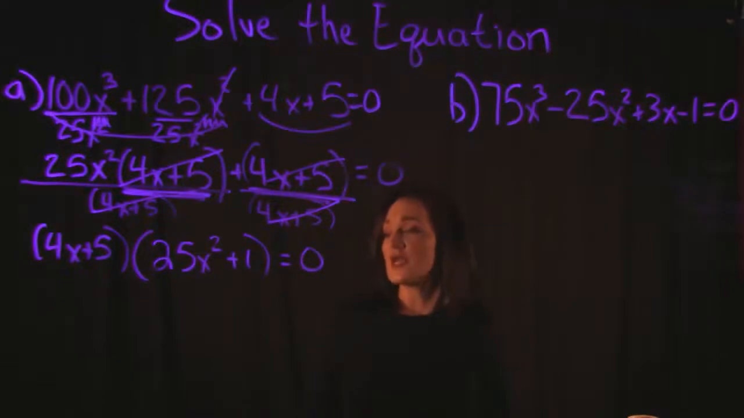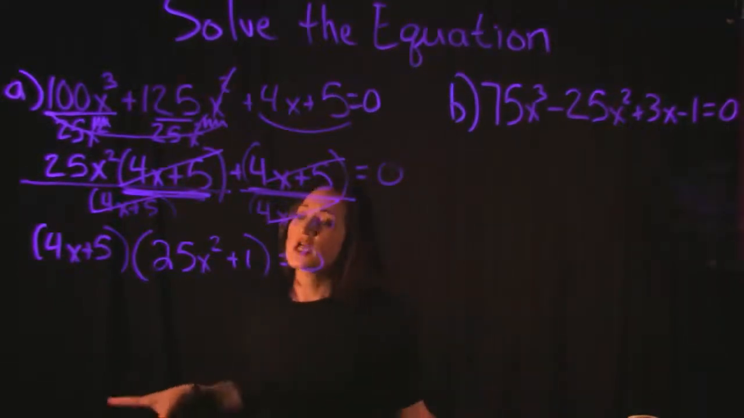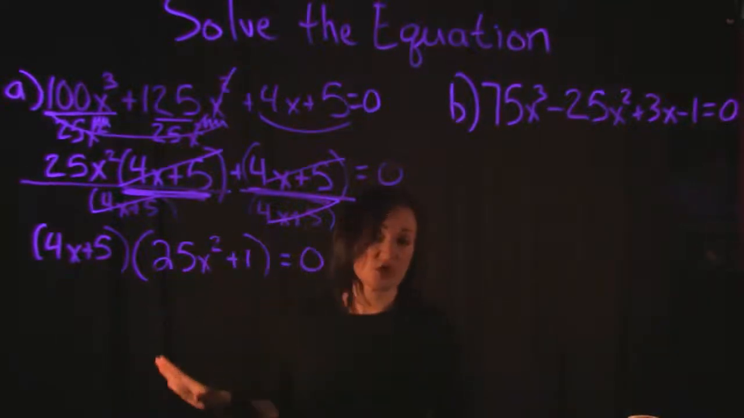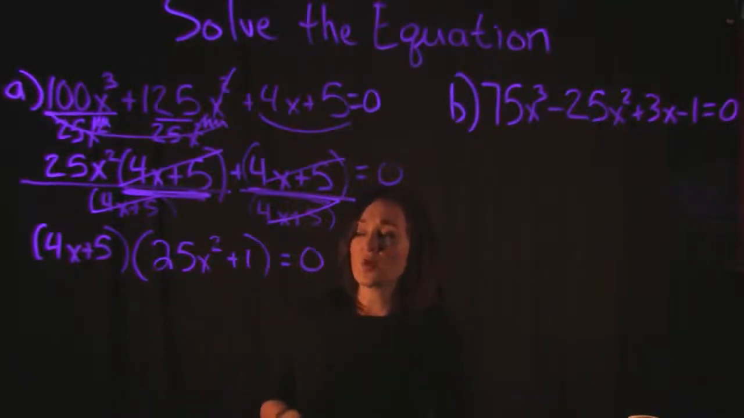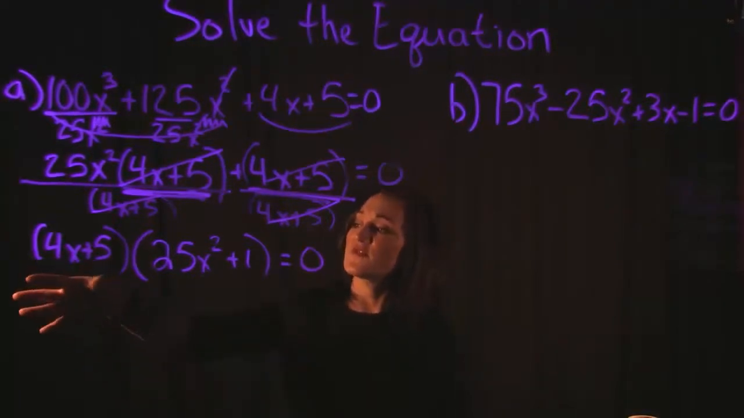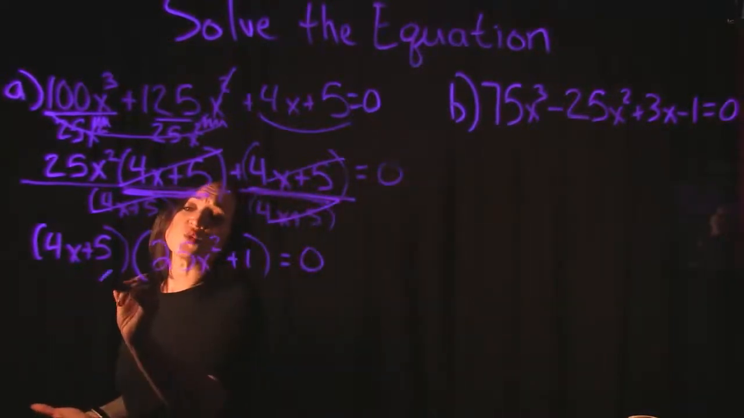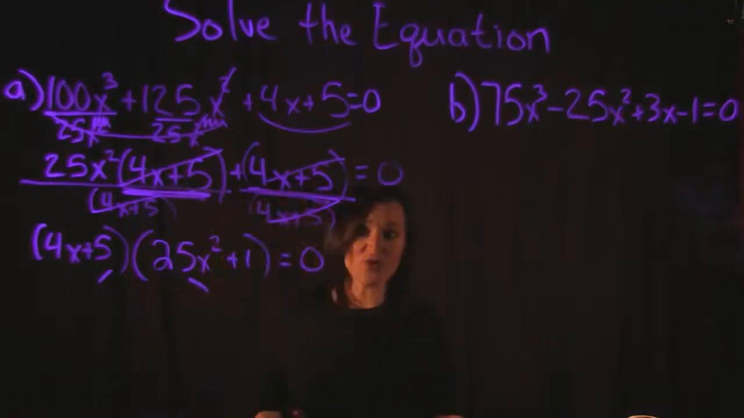So what we're left with here are two different factors that are getting multiplied, set equal to 0, that we need to continue to work with. So at this point, we're going to use what is called the zero factor property, which says that if this factor times this factor equals 0, one of these factors has to be 0. So what we do is we assume that they both are, and we set each one of these factors equal to 0, and then solve those.